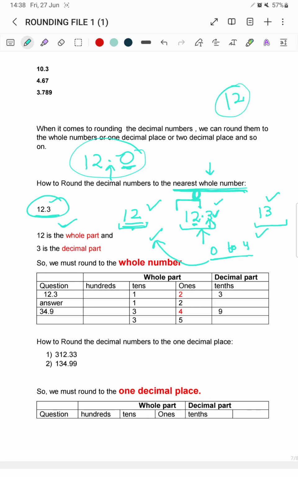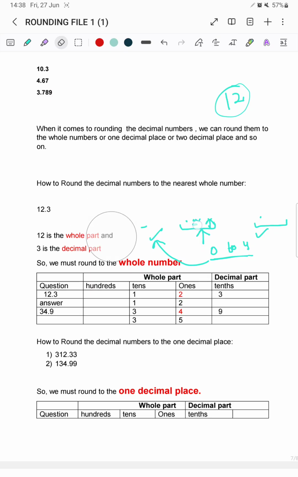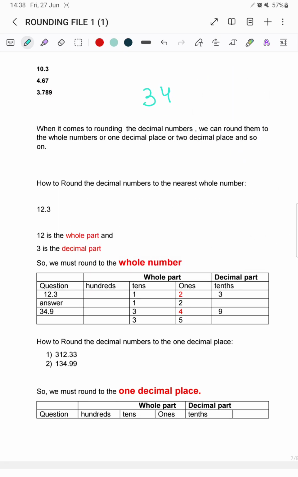Same way, let's say we have the next question, and it is 34.9. Now 34.9 is a decimal number, and decimal numbers exist between two whole numbers. So here it lies between 34 and 35.